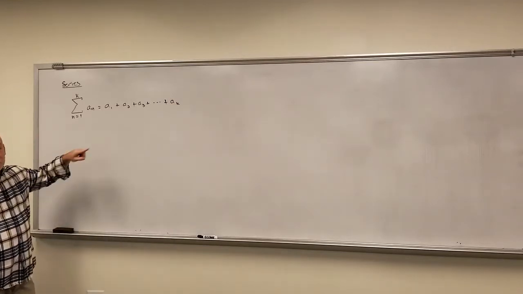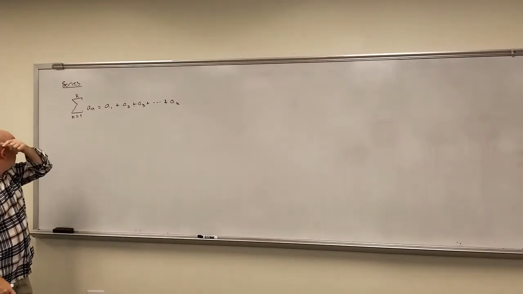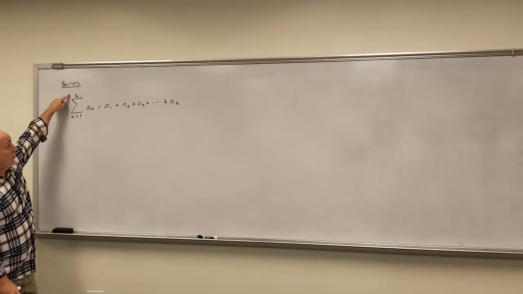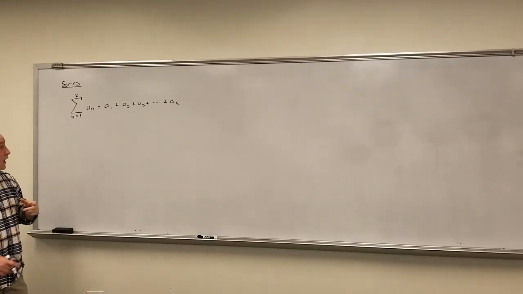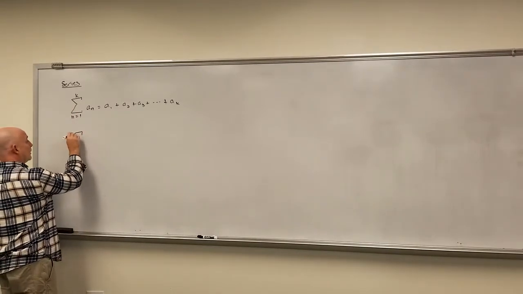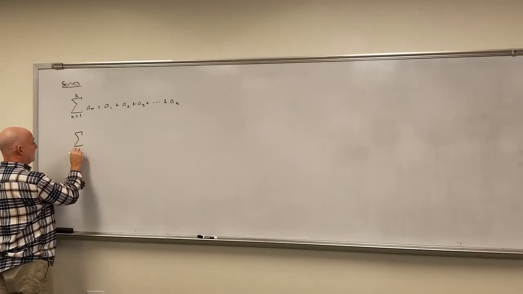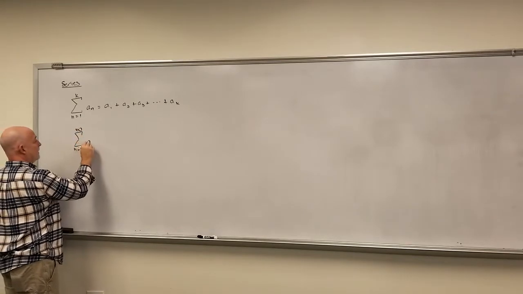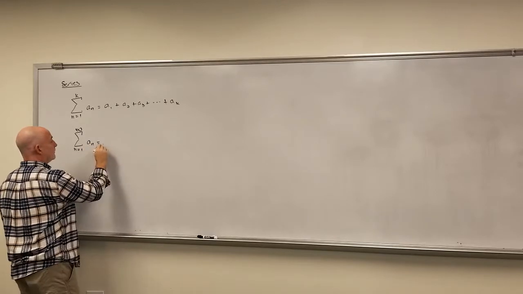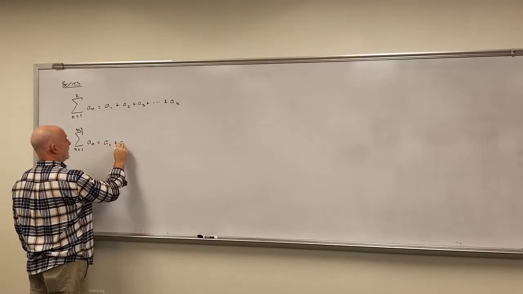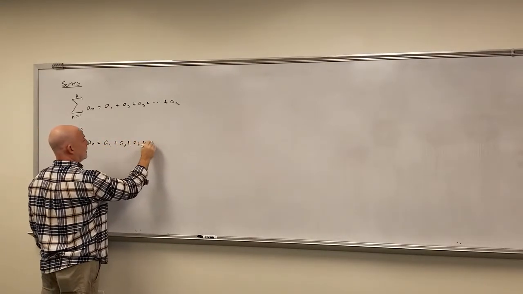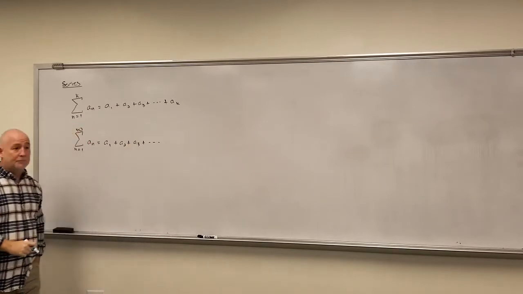Now this is a finite series because we're only adding up a finite number of terms. However, mostly what we're going to take a look at are infinite series. So we're going to add up an infinite number of things. This is going to go A1 plus A2 plus A3 all the way out forever.